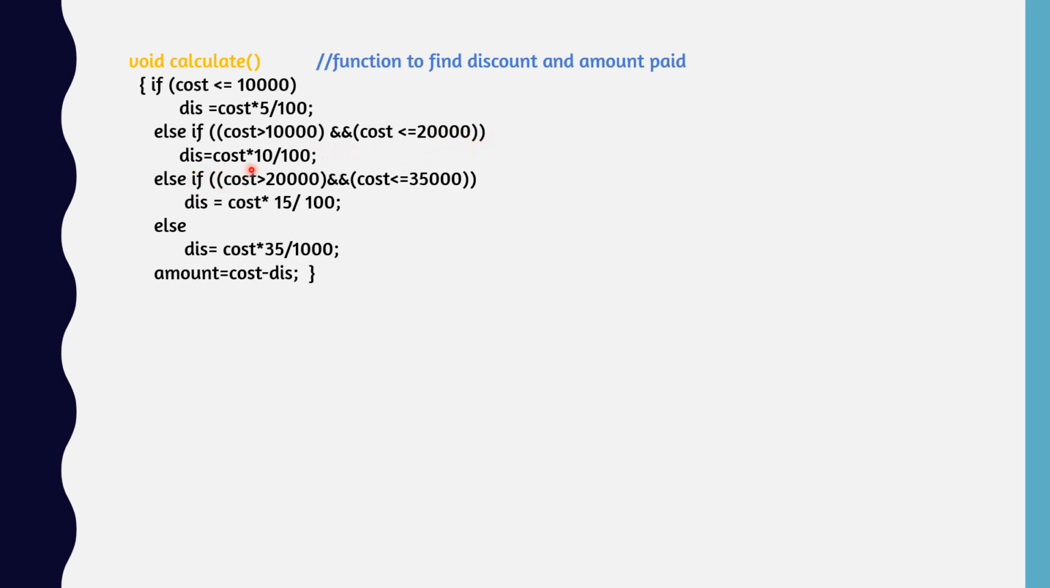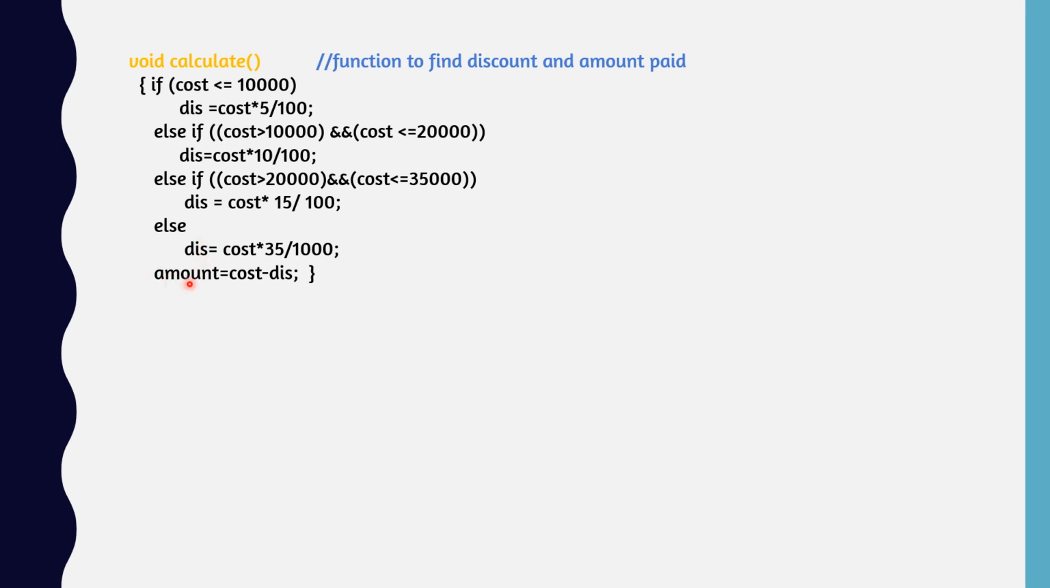Discount is equal to cost into 10 by 100. And then cost is greater than 20,000 and cost is less than 35,000, discount is cost into 15 by 100. Else discount is cost into 35 by 100. A proper Java format we have to follow. Don't make any mistake in writing the program.